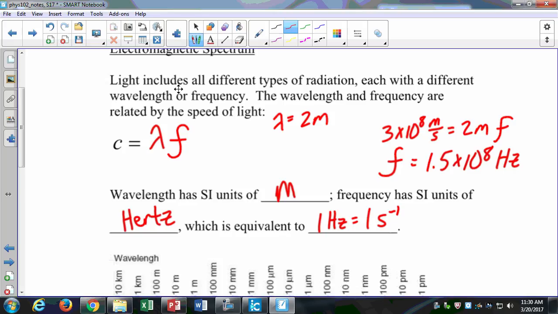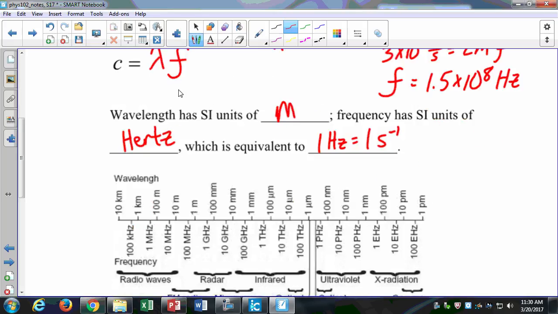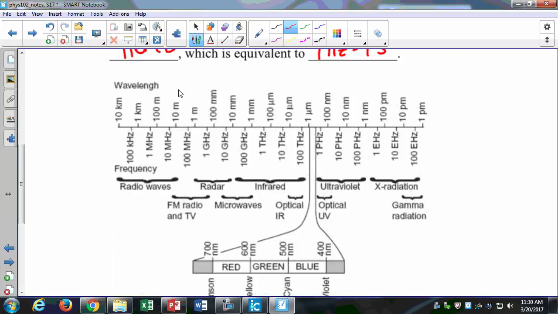You have some in your homework. We'll do some problems later. But be able to, given the wavelength, be able to calculate the frequency. Given the frequency, be able to calculate the wavelength. You also need to know the different parts of the spectrum. The spectrum goes from radio waves all the way up to gamma rays. And you need to know those in order of energy, in order of frequency, and in order of wavelength.